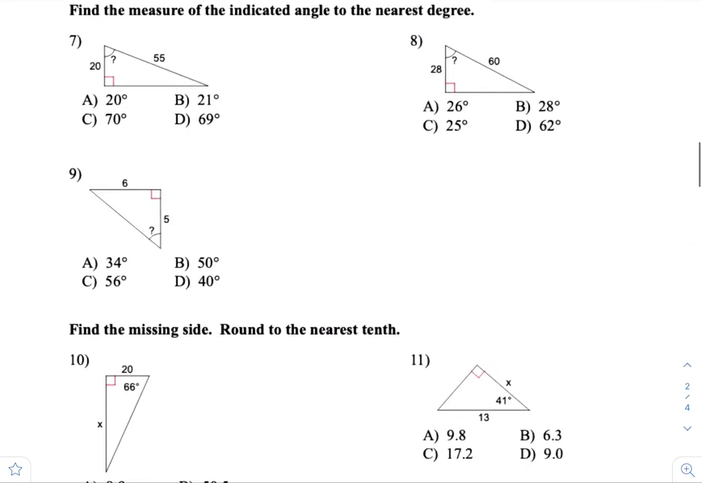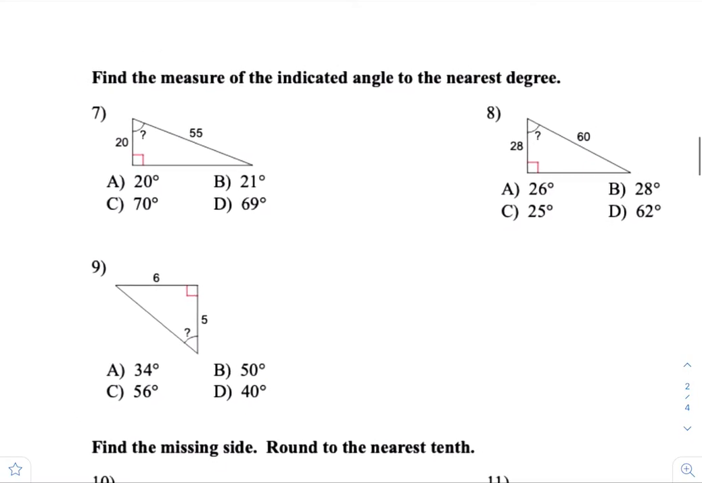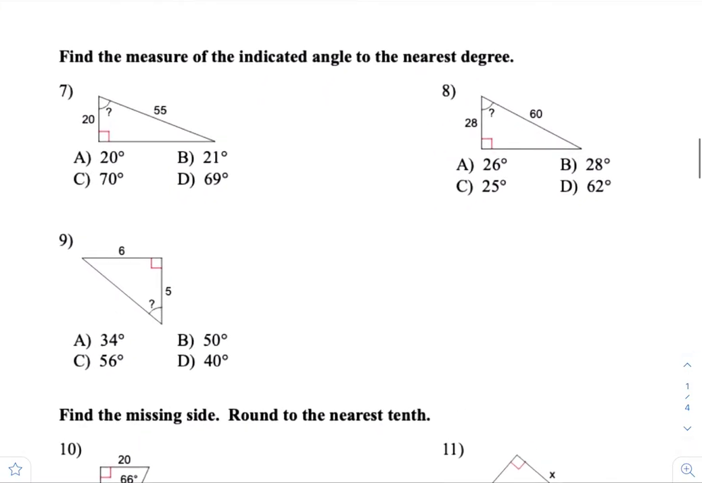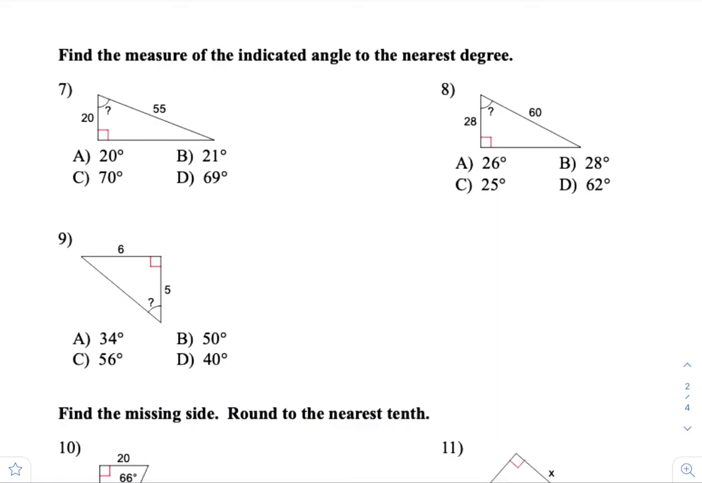Alrighty. Alright, so these are finding your guys' indicated angles, and you're doing it to the nearest degree. So nearest degree. So SOH CAH TOA. So remember, in the perspective of this angle, right? So in the perspective of this angle, this side is adjacent because it's next to it. This side is the hypotenuse because it's opposite of the 90, and it's the diagonal of the triangle. And this side is opposite.